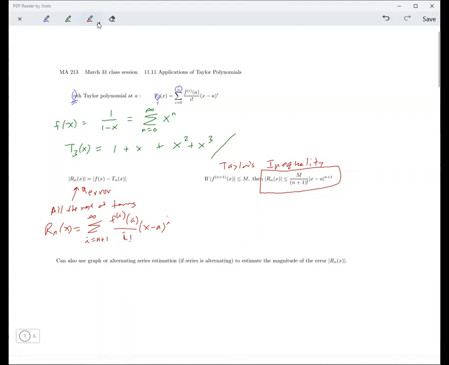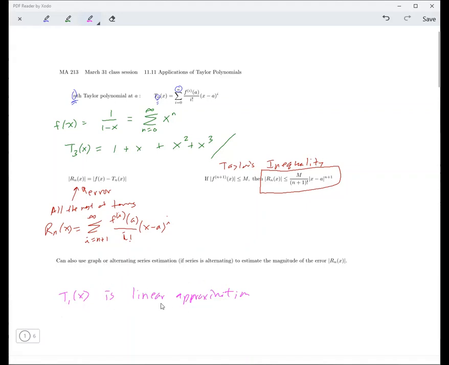And I'll make one quick note right here, a concept that you might be familiar with. T1 of x is the linear approximation. T2 of x would be approximating your function with a quadratic. And T3 would be approximating with a cubic. As you increase, your approximation tends to be better.